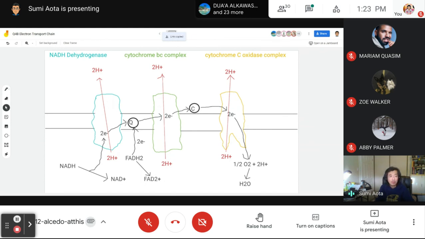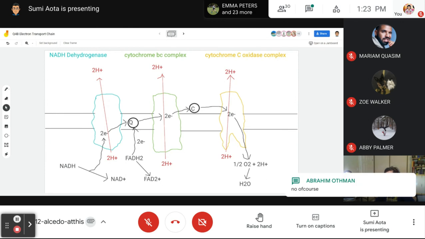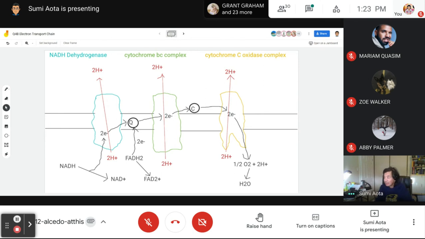True, but do you think you only have one of these running at once? Within a mitochondria, do you think you only have one set of electron transport chain? Yeah. So you've got thousands, right?